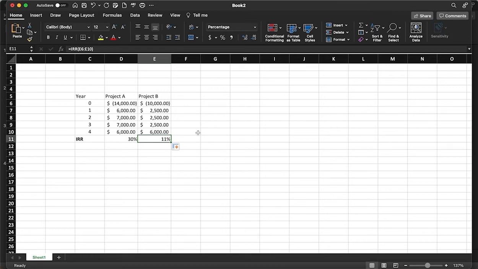Looking at these two IRRs and these two projects, we would definitely prefer to invest in Project A since it has a higher internal rate of return.